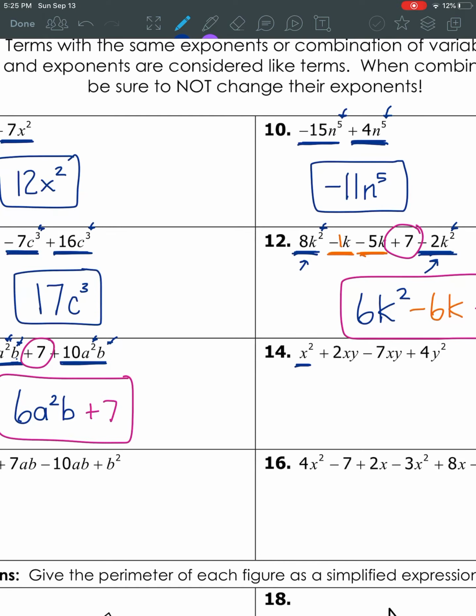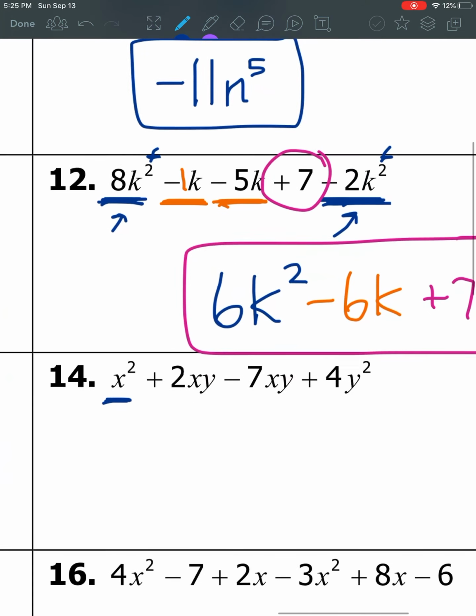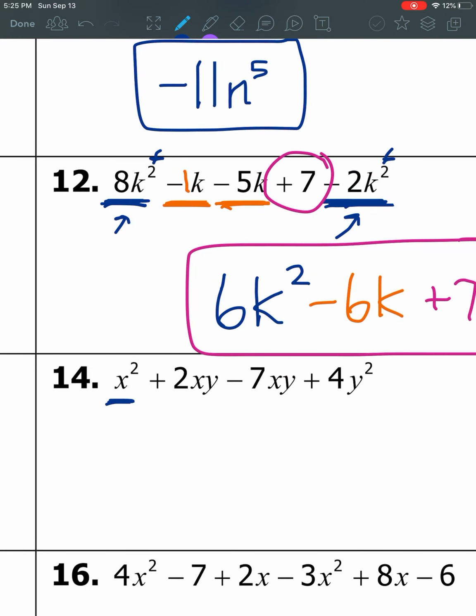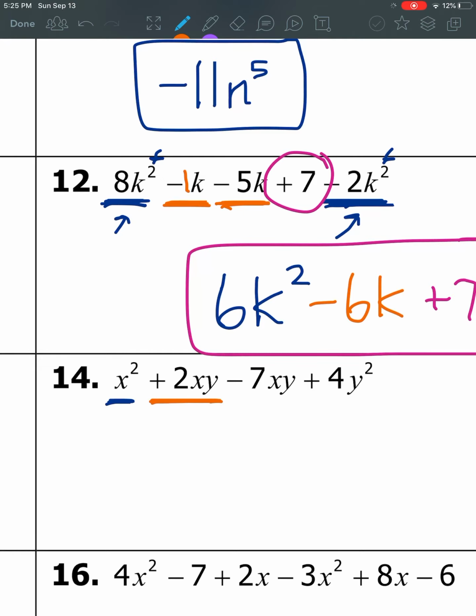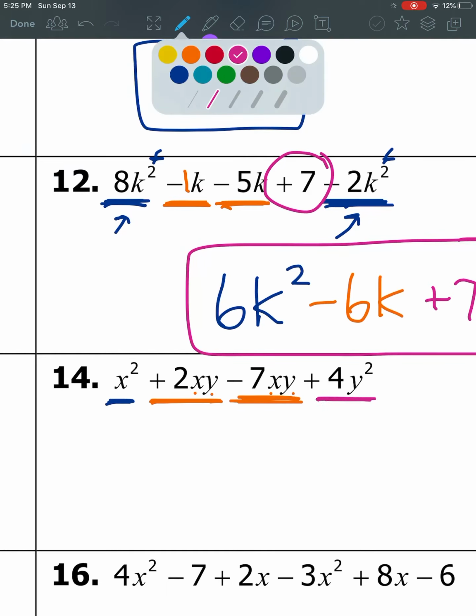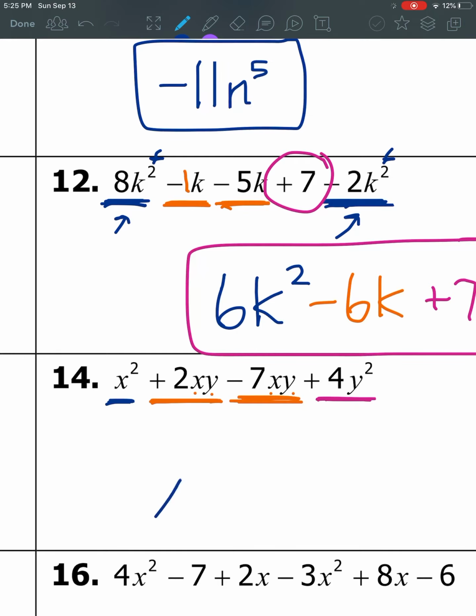Right? We have x squared. Next term has x and y, not a like term. Same thing with that next one. And then y squared at the end, not the same variable. So x squared is all by itself there. Now, 2xy, we can combine with minus 7xy. They have the same variables, same exponents. And then lastly, this 4y squared. There are no other y squareds.